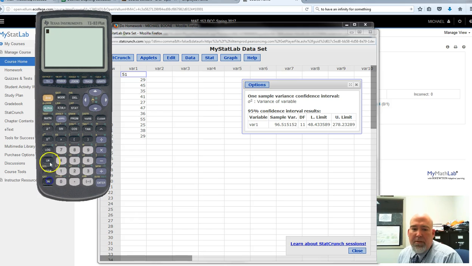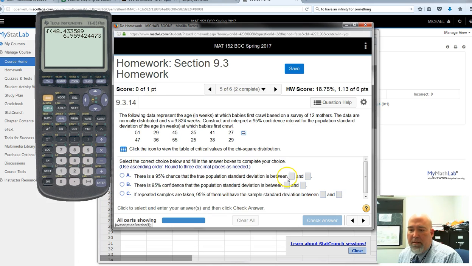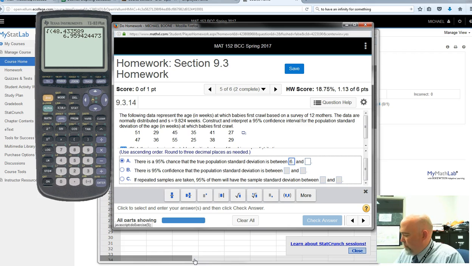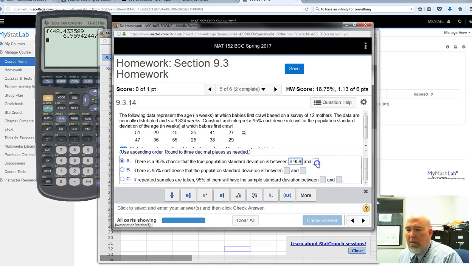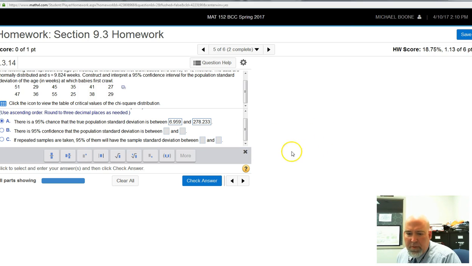So for the standard deviation, I'm going to have to take the square root of that lower limit, 48.43359, and that's going to be the lower limit for the standard deviation. So I'm going to get 6.959. That's my lower, and then my upper is 278.233. So this should be what we're looking for.